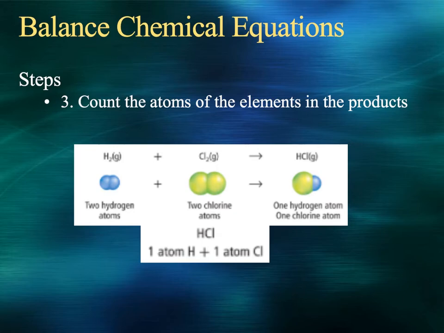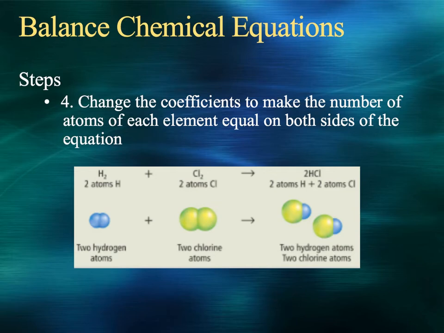So we did steps 2 and 3 together pretty much. We had, again, 2 hydrogens and 2 chlorines on the left. We had 1 hydrogen and 1 chlorine on the right. Step 4 is to change the coefficients to make the number of atoms of each element equal on both sides of the equation. So, if we have 2 hydrogens and 2 chlorines on the left, and 1 hydrogen and 1 chlorine on the right, now we need to take a look at, out front of the skeleton reaction, where can I put a coefficient such that I end up with equal numbers of these things?